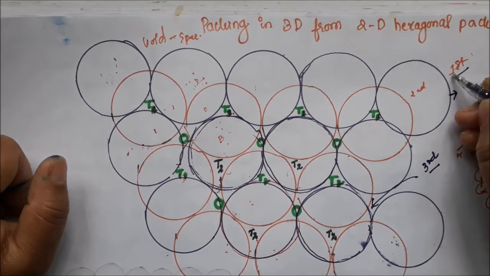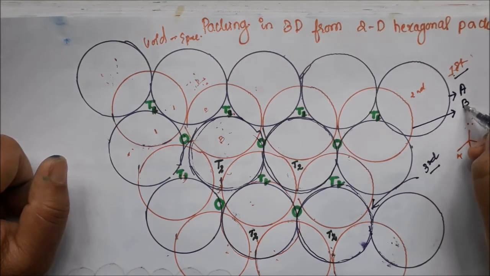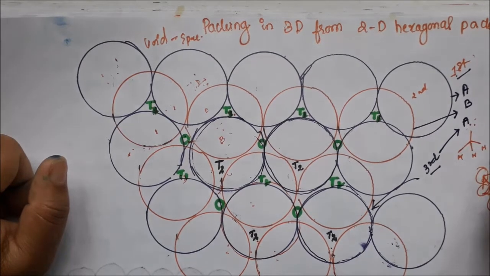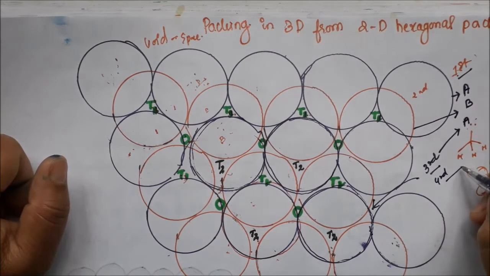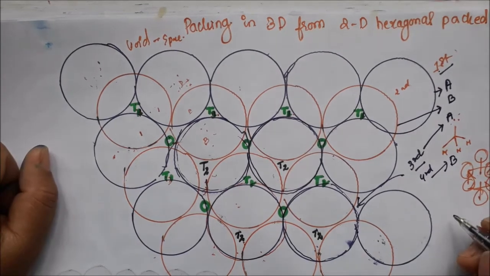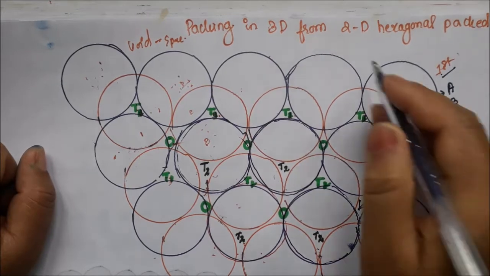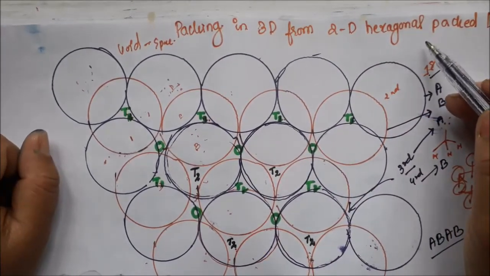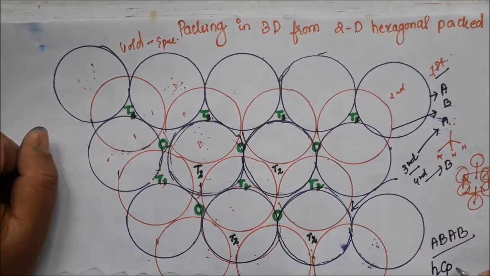So if we denote the first layer as A, the second layer is different, so we'll denote it by B. The third layer is the same, we'll denote it again by A. Now if the fourth layer is placed in the same way, then the fourth layer will be the same as B. We call this type of arrangement AB type, and the packing is hexagonal packing. Hexagonal close packing in 3 dimensions, we call it HCP.